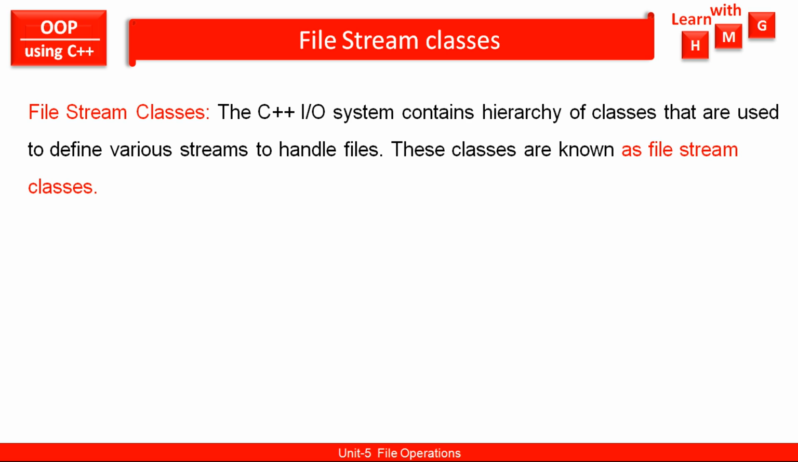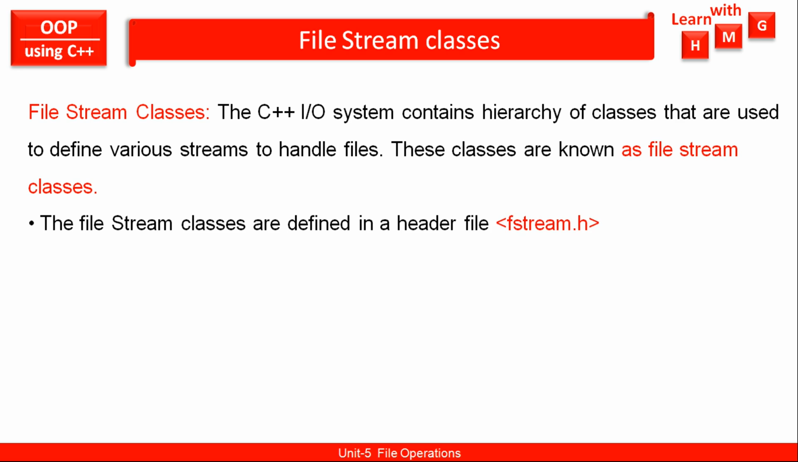So there is a hierarchy of classes, and these classes are used to define various streams to handle the files, and this entire hierarchy of classes is known as file stream classes. The file stream classes are defined in a header file fstream.h. So whenever you are handling files in your C++ program, you have to include this header file fstream.h.